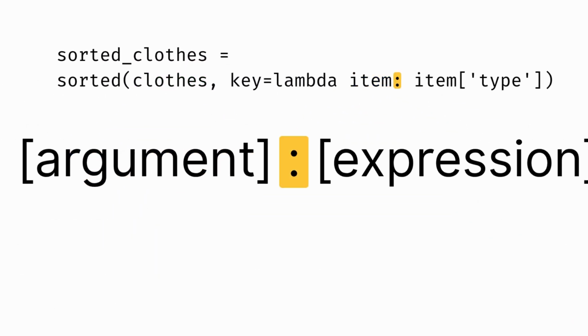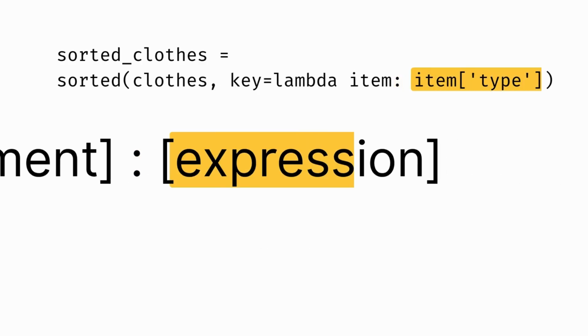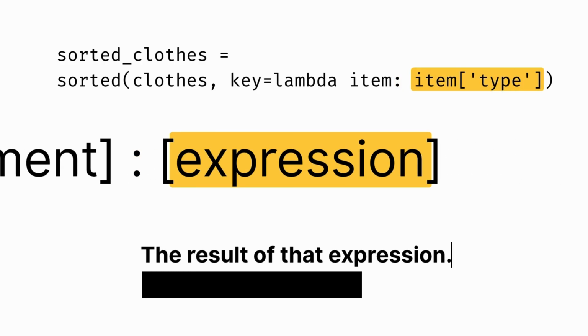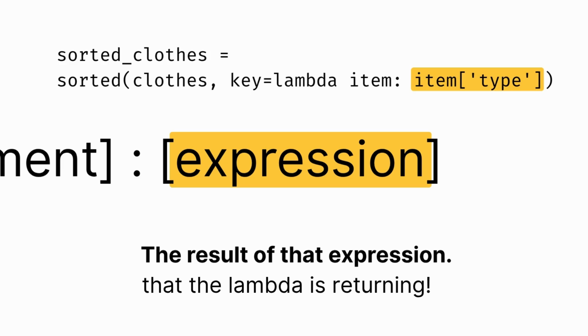The colon separates the arguments from the body of the lambda function. And after the colon, it's a single expression. This tells the lambda to return the type value of the item dictionary.